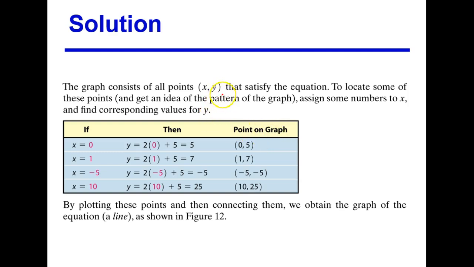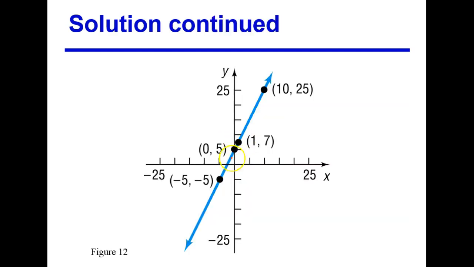So the first thing I want to do is remember that this graph is all points that satisfy the equation. So I just assign some numbers to x. I just pick some numbers. Here in the book's example, they picked 0, 1, -5, and 10. And really you can pick any numbers that work or that are easy for you to work with. So now I substitute those in, find my y values, and I have my points that I can put on my graph. Now I can just plot those points, and I see that yes, they do make a line.